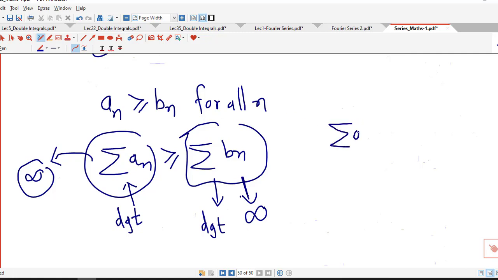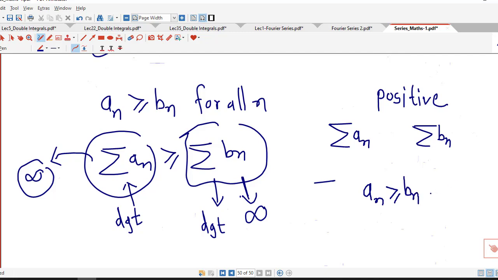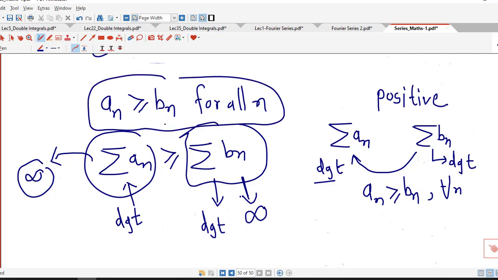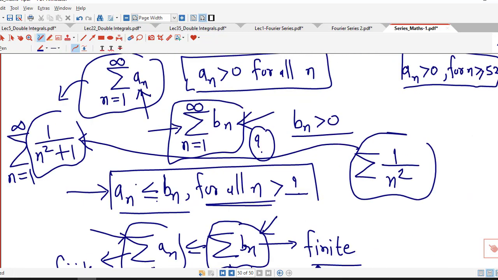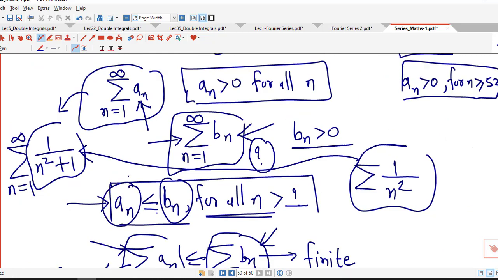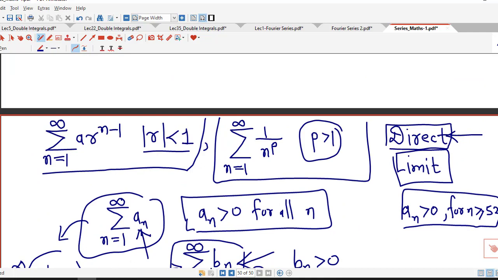So suppose we are given some series sigma an, and we find another series sigma bn, of course both series positive, such that an is greater than or equal to bn for all n. Then if sigma bn is divergent, sigma an is also divergent. So if an is greater than or equal to bn and sigma bn is divergent, it implies sigma an is divergent, and if an is less than or equal to bn and sigma bn is convergent, it implies sigma an is convergent. So this is the direct comparison test.